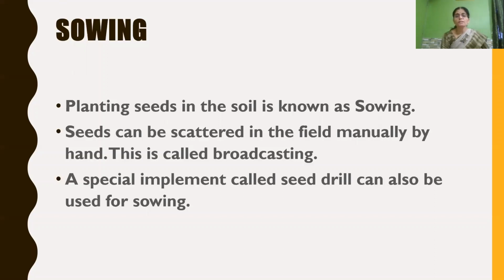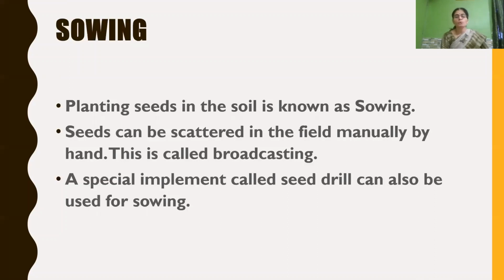Then sowing the seeds is of two types. Either seeds can be scattered in the field manually by hand, and this is called broadcasting. So sowing can be done in two ways, by using an agricultural implement or manually, by scattering the seeds. Especially scattering is done in paddy, that is the rice crop. This process is called broadcasting.